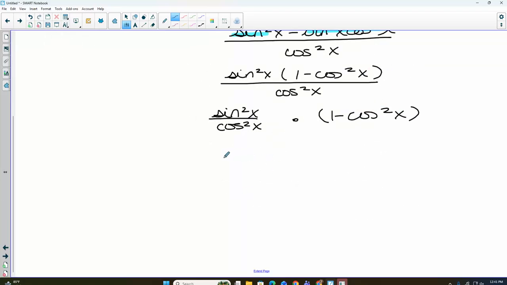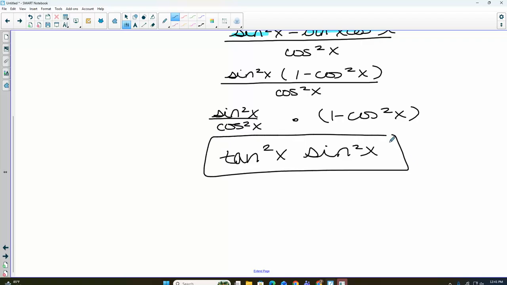What is sine squared over cosine squared? What is 1 minus cosine squared? You got it.